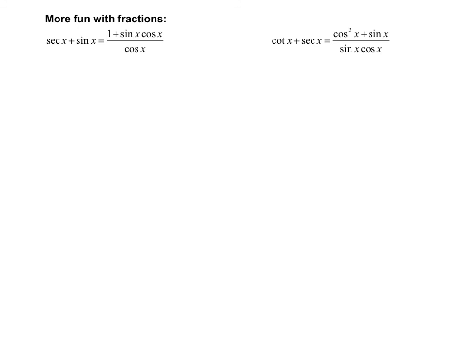What else can I do with fractions? With these examples, in the first one, I'll work with the left side to make it look like the right side. In the second one, I'll work with the right side to make it look like the left side. So I know secant x is the same as 1 over cosine x. So I have 1 over cosine x plus sine x. And I want this right side to stay the same. So I'm going to keep this as 1 plus sine x cosine x over cosine x. And then I'm going to transform the left side in order to make it look like the right side.